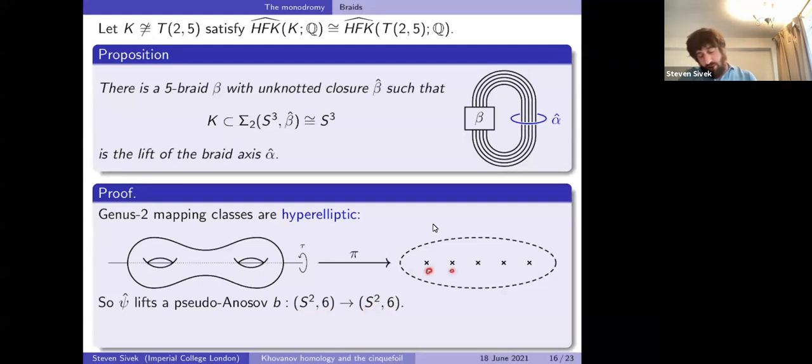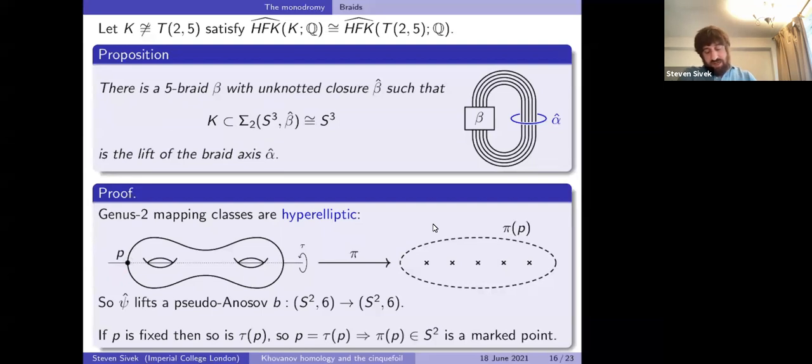And I've drawn it here, 1, 2, 3, 4, 5 points. And I mean for the boundary to be sort of the 6th marked point, thinking of this as a sphere rather than a disk. So the point is, if P is a fixed point, then its image under the involution, tau here, is also fixed, but there's only 1 fixed point. So P has to be one of the fixed points of the involution, as I've drawn here. And that means that it projects down to a marked point of the diffeomorphism of the 6-pointed sphere.